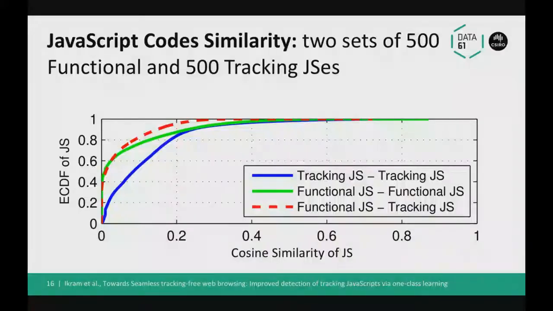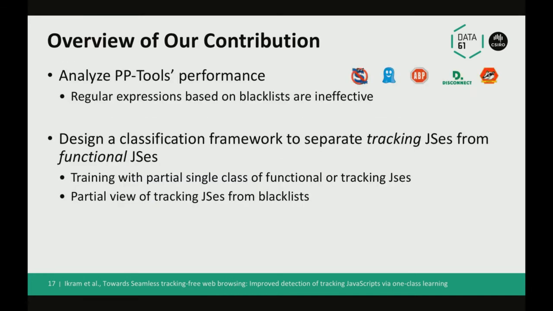In order to show you the similarity of tracking JavaScript and their dissimilarity with functional JavaScript, and to test whether our statement is plausible, we try to look into the intra-similarity and inter-similarity of tracking JavaScript and functional JavaScript. We can see in this probability distribution of the cosine similarity matrix that tracking JavaScripts are similar to each other and they are distinct from functional JavaScripts, which is shown in the red curve.